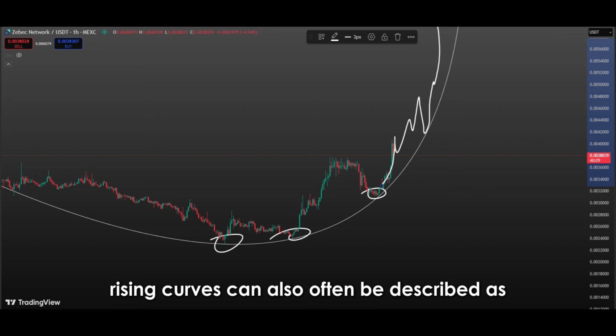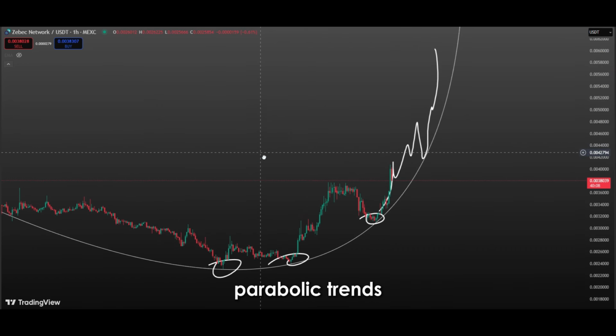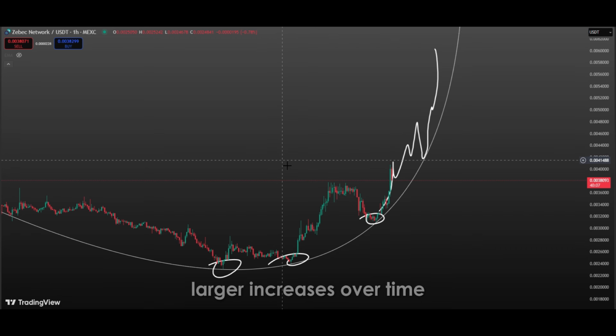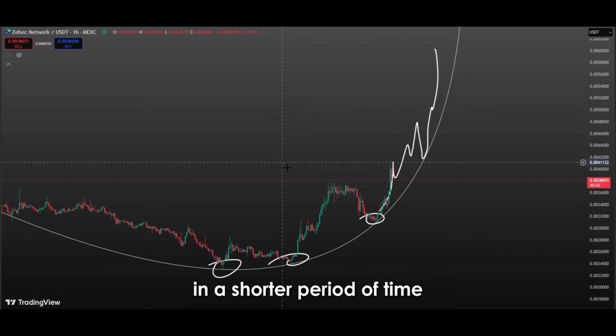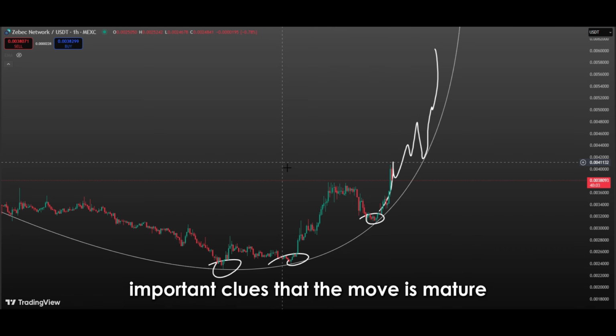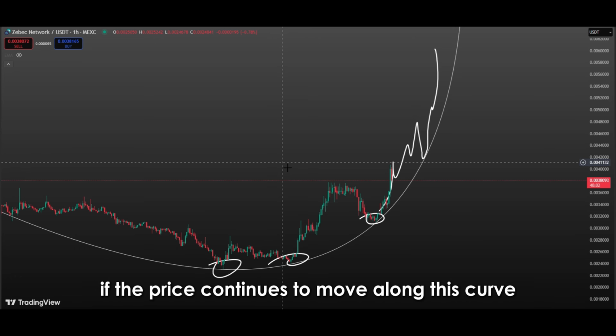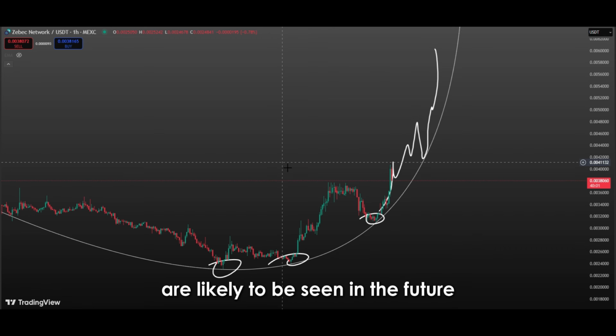Rising curves can also often be described as parabolic trends. Parabolic movements indicate that the price experiences larger increases over time in a shorter period of time. This type of structure shows traders' confidence in the market, while also providing important clues that the move is mature and supported by volume. If the price continues to move along this curve, much higher price levels are likely to be seen in the future.